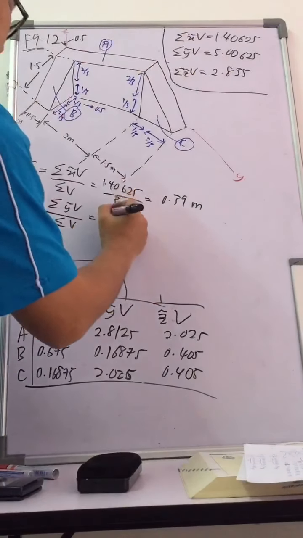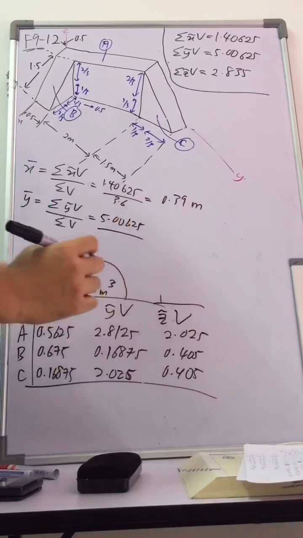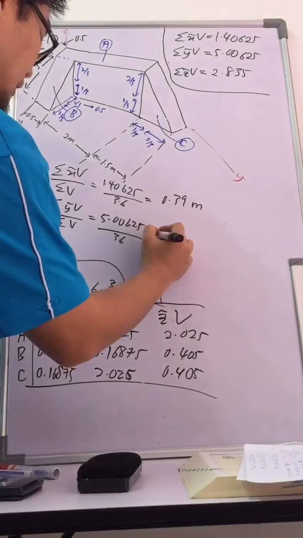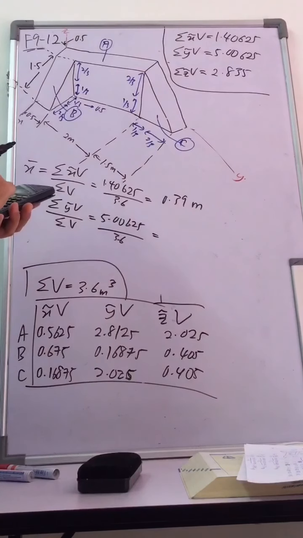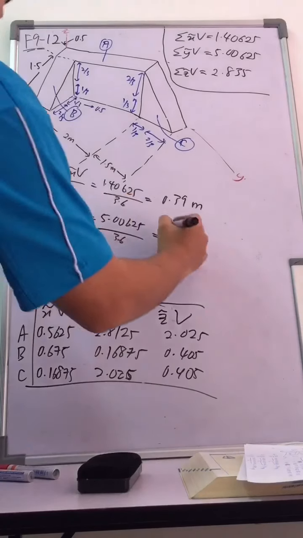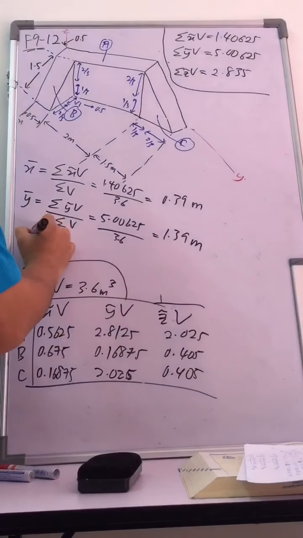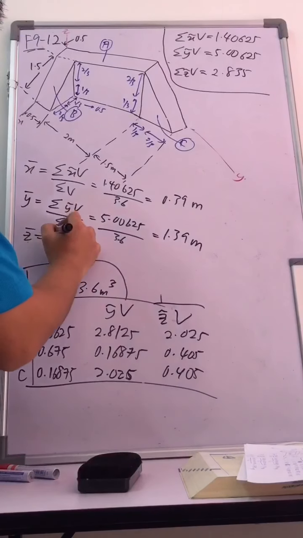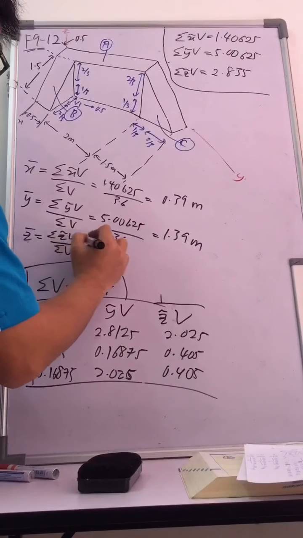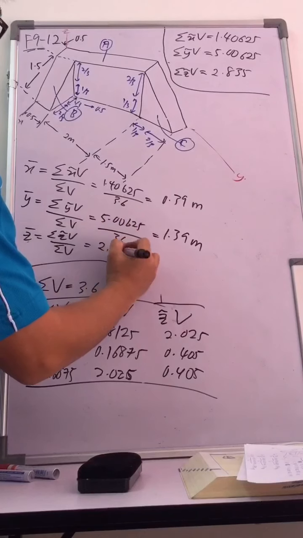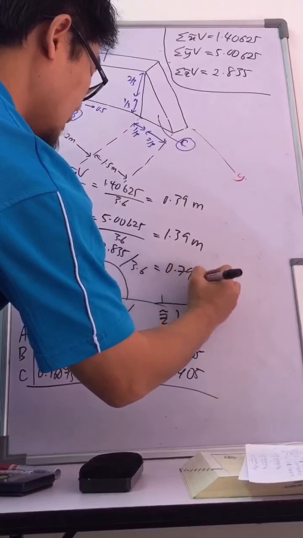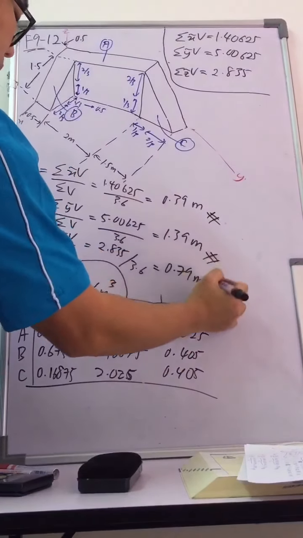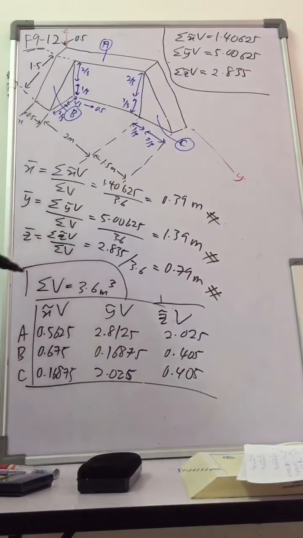And so Y bar, summation of y tilde v over summation of v, sigma v, not delta, 3.6. 5.00625 divided by 3.6. So you got 1.39 meters. And finally Z bar, the z coordinate of the center of mass, summation of z tilde v over summation of v. So you got 2.835 over 3.6, 0.7875. So you got 0.79. So these are your X, Y, and Z coordinates of your center of mass.